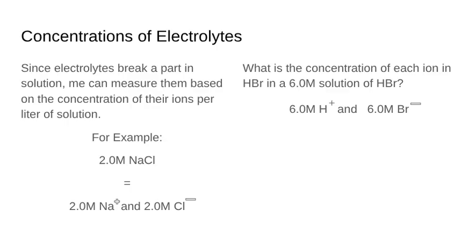Just on the right side, this is another example. If we had bromic acid in a 6 molar concentration, just like in sodium chloride, it's a 1-to-1 ratio. For every 1 bromine, there's going to be 1 hydrogen. So it's also going to be a 6 molar concentration of H+ ions and a 6 molar concentration of Br- ions.